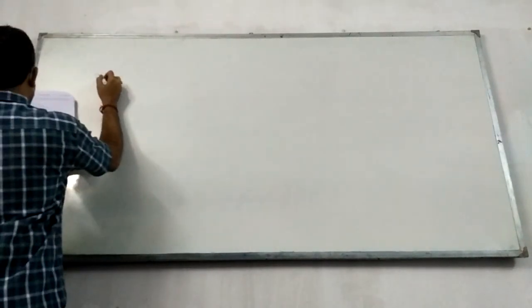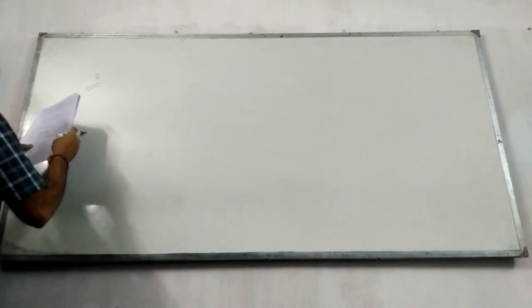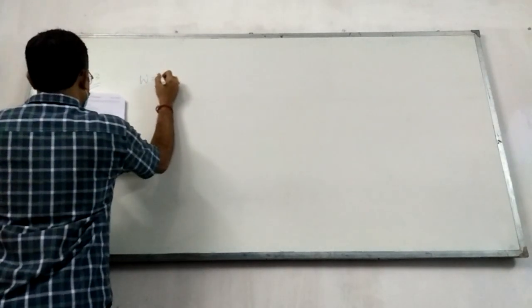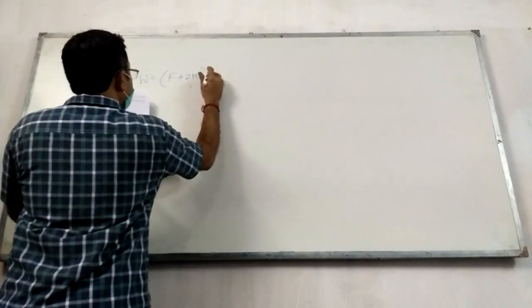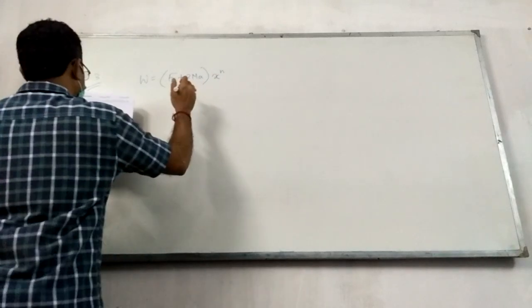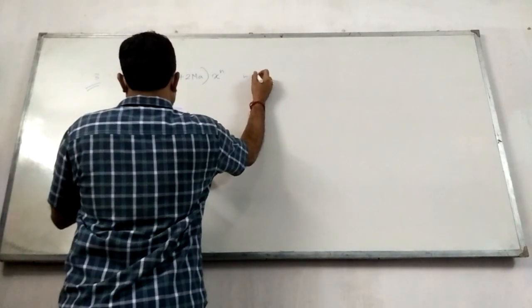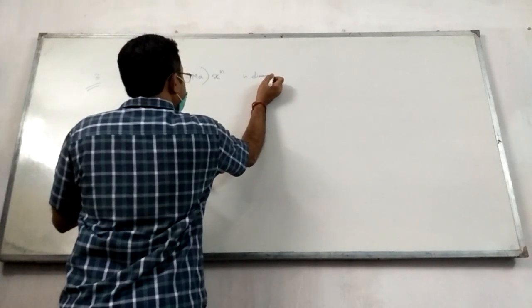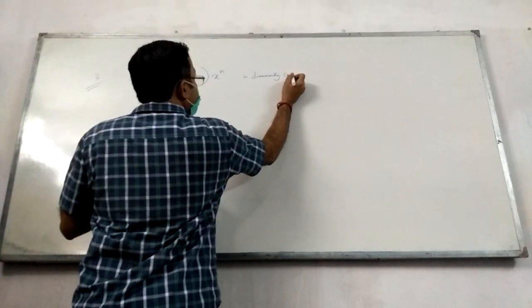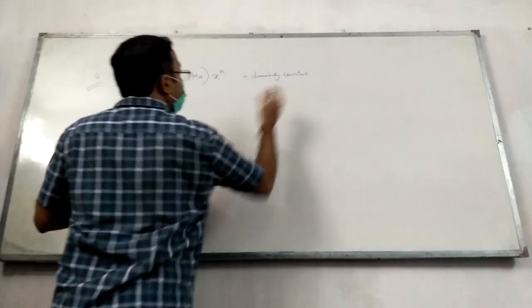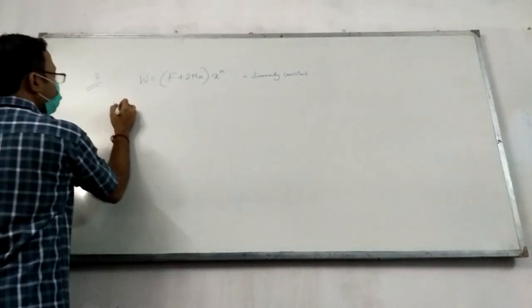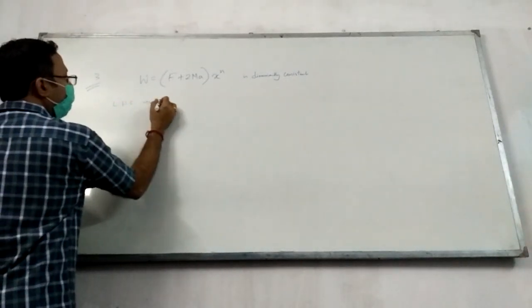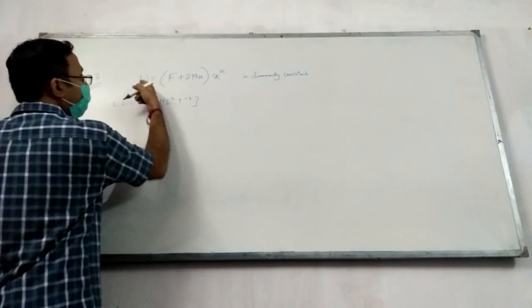Okay, question number 3. For what value of n, the formula W equal to F plus 2ma whole into x to the power n is dimensionally consistent? My dimensionally equal, right? Dimensionally consistent means dimensionally equal. So obviously LHS has got a dimension of what? ML square to the power minus 2.